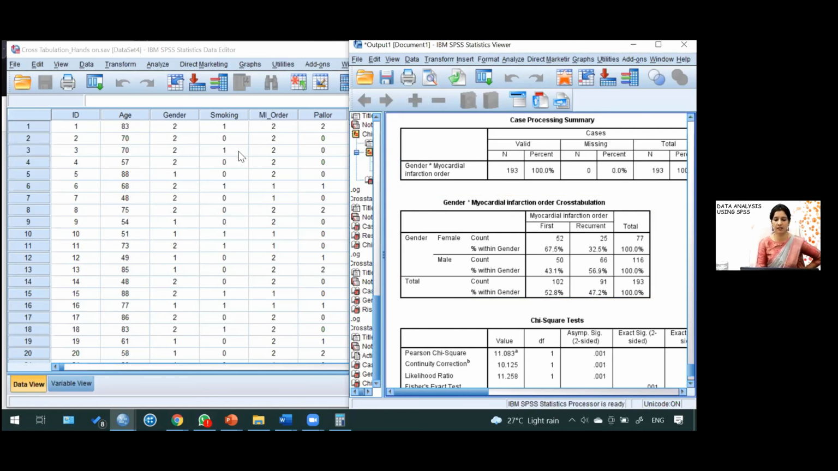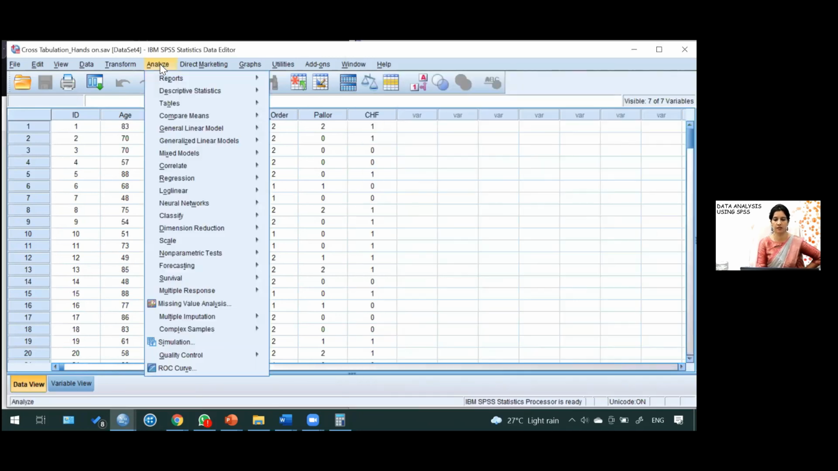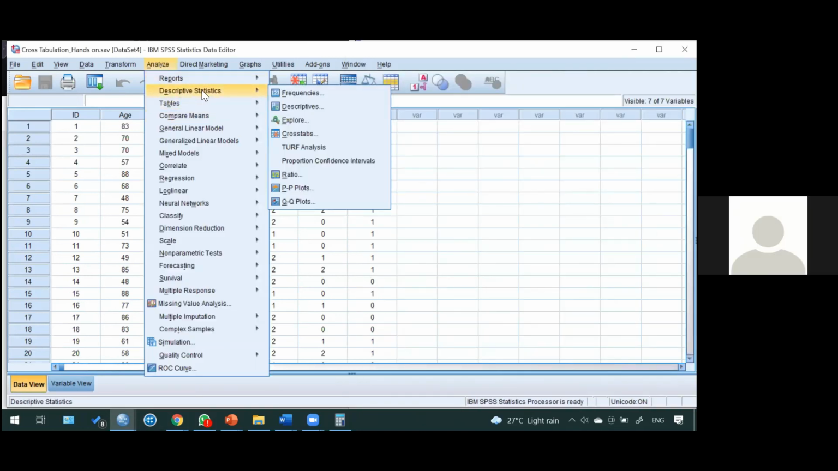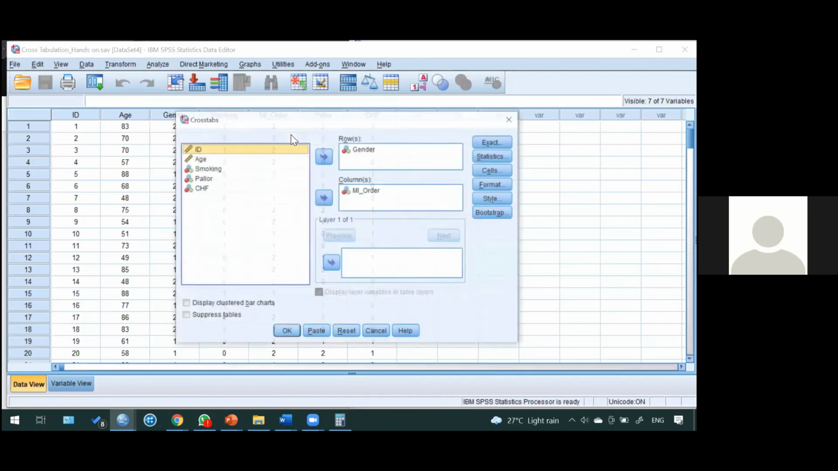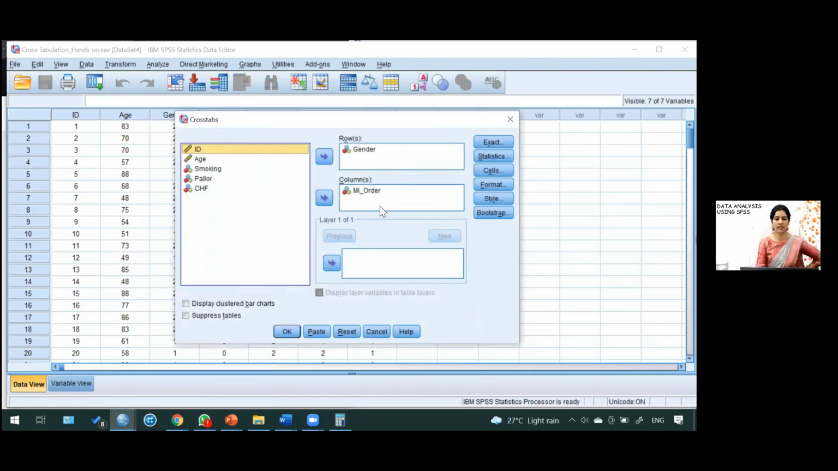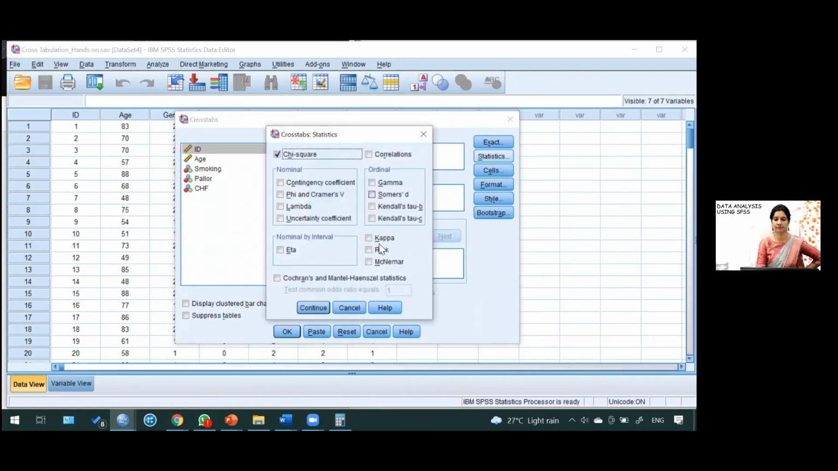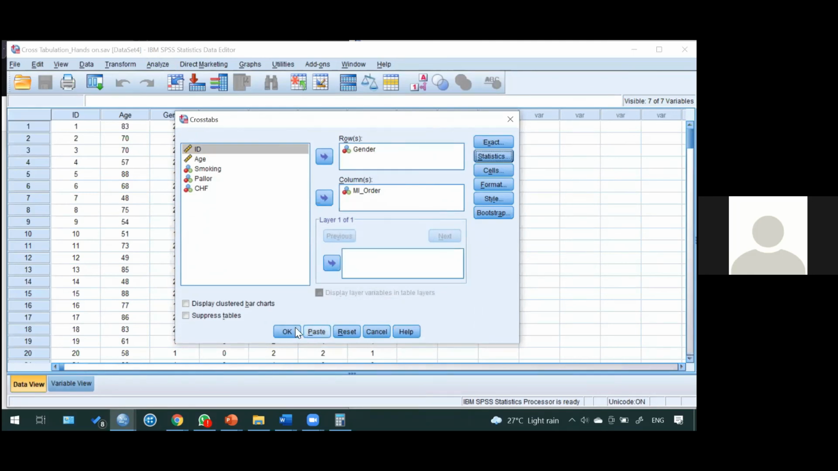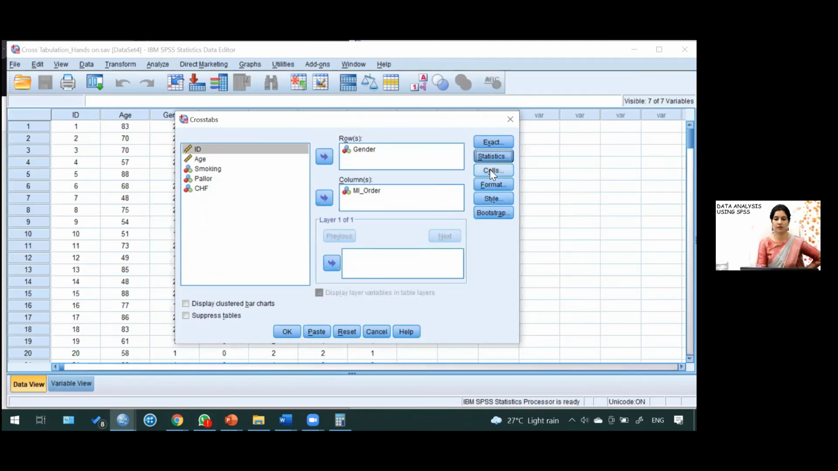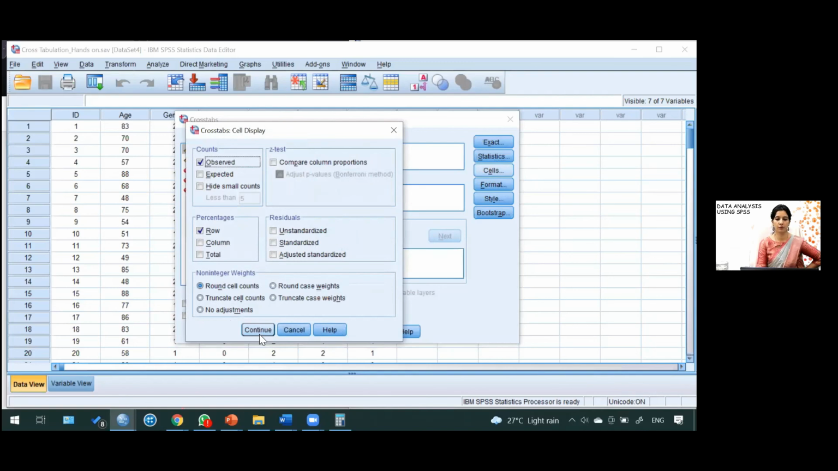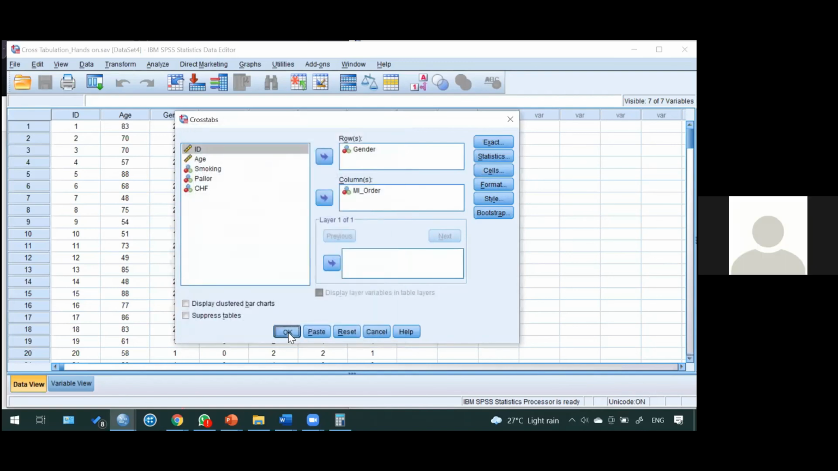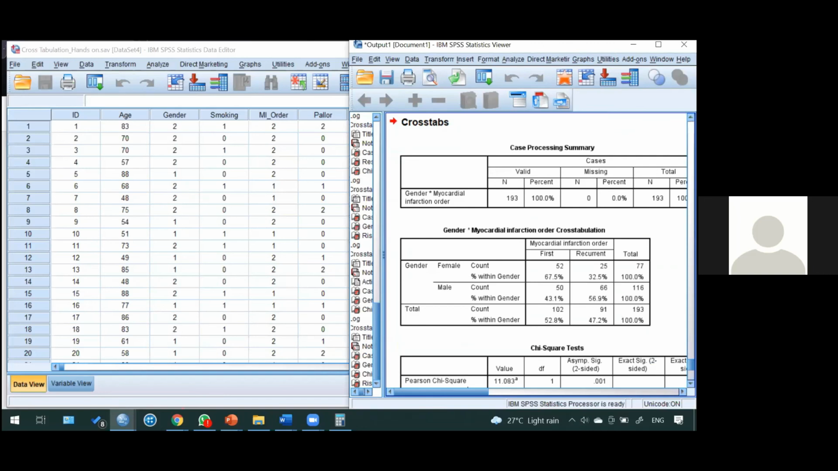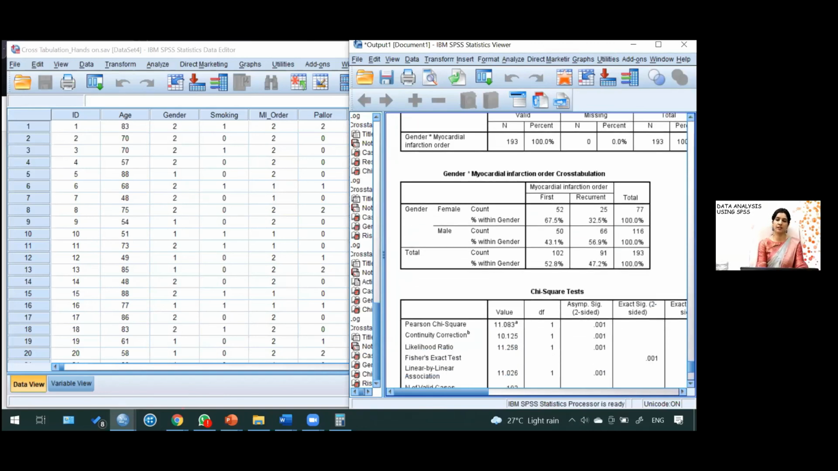I'll calculate the risk for this, then you will understand. You can calculate the risk also. In Crosstabs, it is gender and MI order, right? Here I'll tick risk. And then in cells, again, it will be the observed and row wise percentages. Then I'll click OK. Their aim was to see whether the recurrent MI was more in male or more in female. Here you can see the risk.